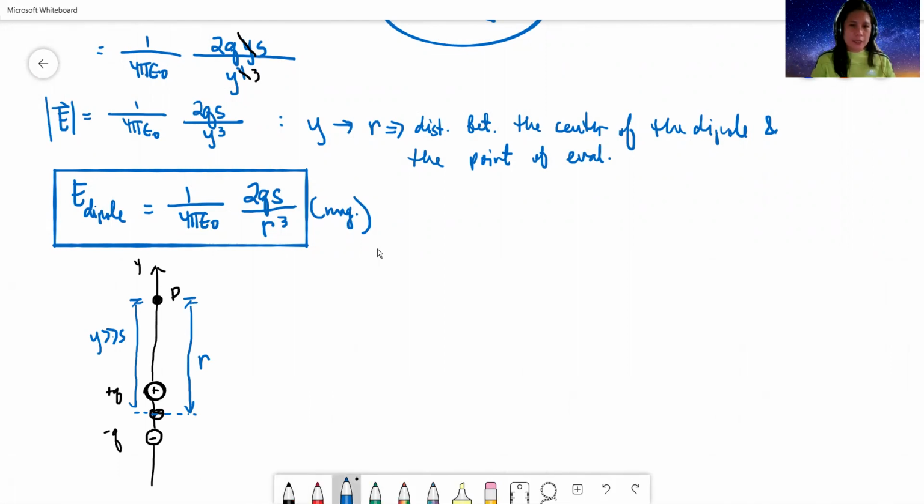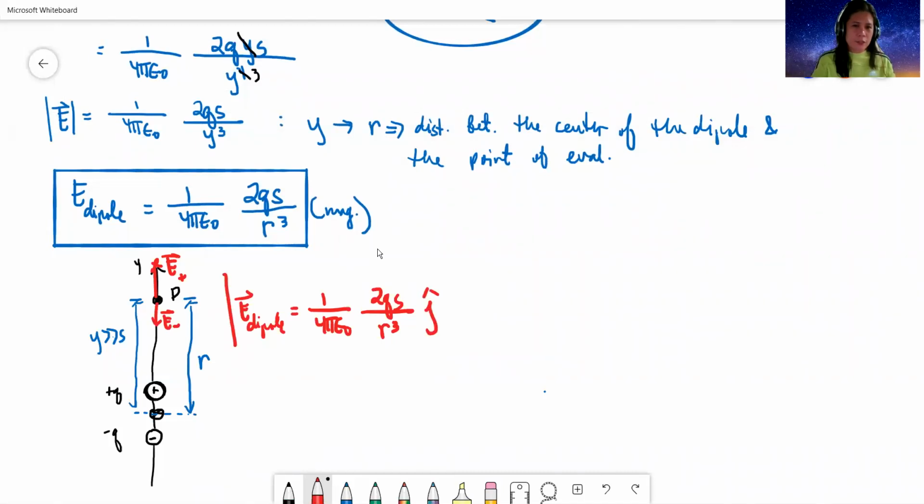Okay? So in this particular case, the direction is like the first example. This is E positive, this is E negative. So we say that the electric field of our dipole, if we include the direction now, will be 1 over 4 pi, 2QS over R cubed. Cube na yan, ha? And then the direction here is, mas malaki si plus kaysa kay minus, so you'd say positive J hat. Ayan. So this now includes the magnitude and the direction.